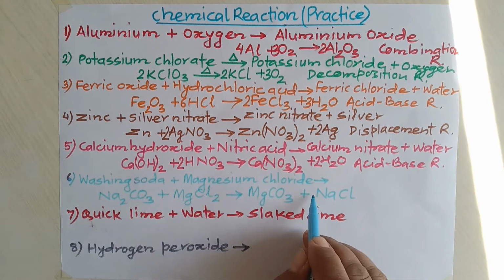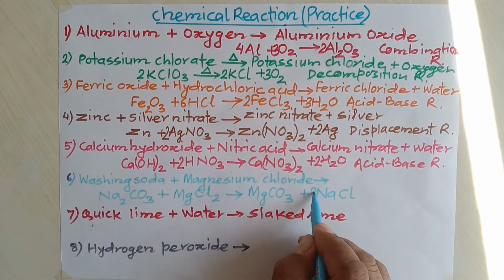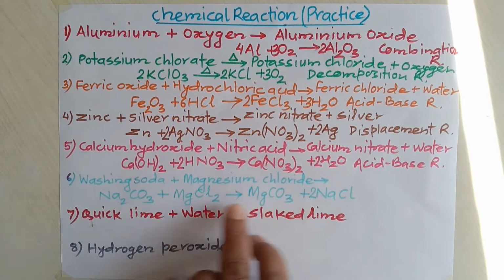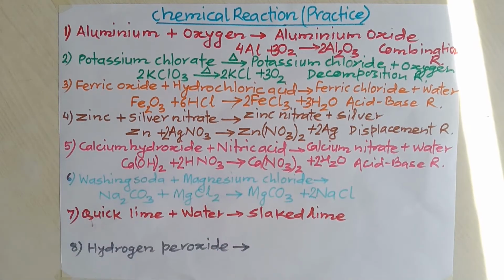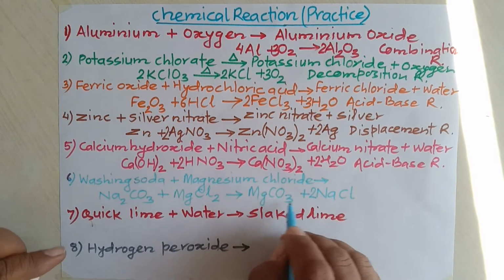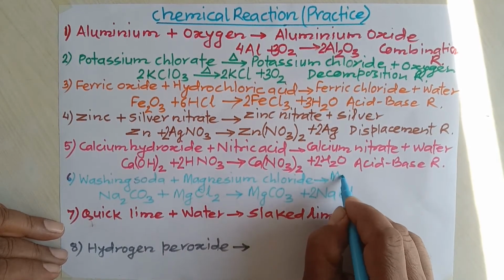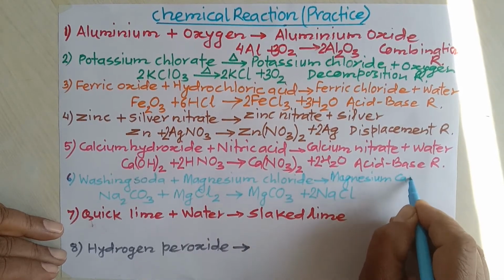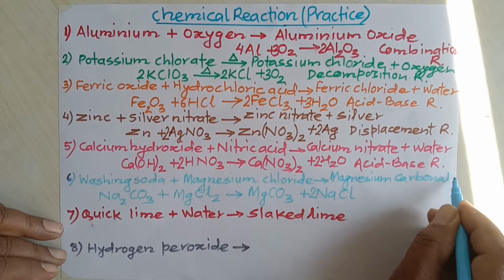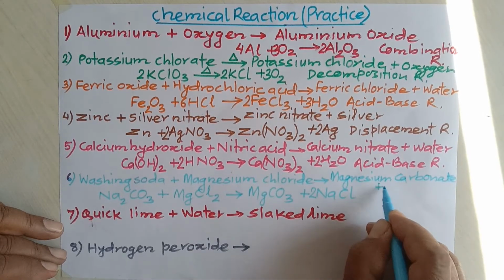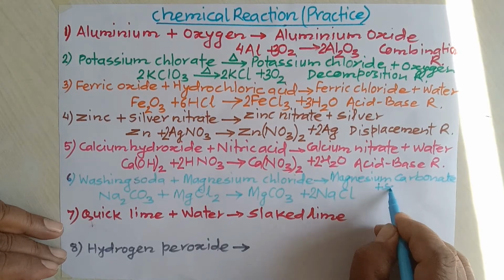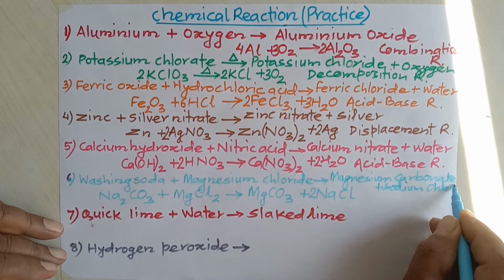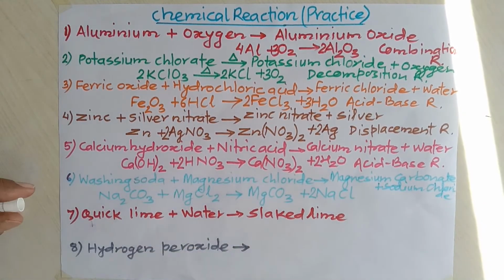Chlorine 1 here, here chlorine 2, that's why it is better to have 2 chlorine here too. Sodium 2, sodium 2, okay. Carbonate 1, carbonate 1, okay. Magnesium 1, magnesium 1, okay. Now the name of this compound is magnesium carbonate. And another product is what? Another product is sodium chloride. And what type of reaction is it?